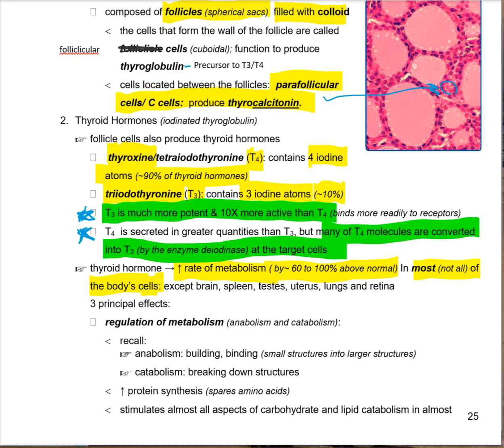There are some exceptions of places where we want to just kind of have them work at a normal pace. Our brain is one. Testes and uterus are another one. Your spleen just kind of keeps working. We don't want to increase metabolism, have it destroy more blood cells, for example. Your lungs, same thing. And our retina, our eyes. So just kind of these various places where we don't want to increase metabolism. We just want to kind of have them work at a normal state all the time.